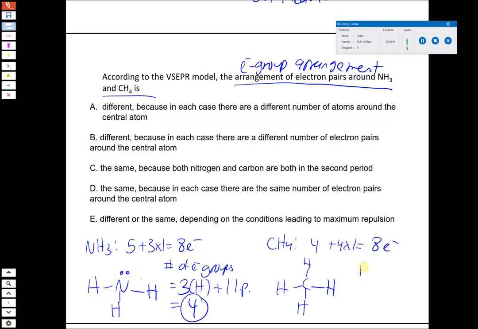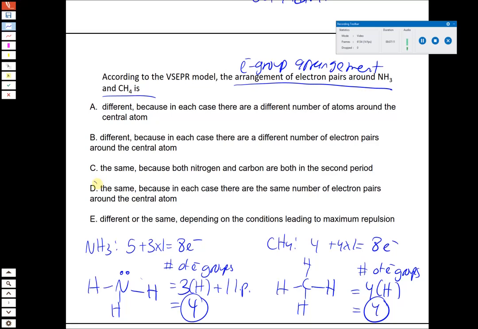For carbon, the number of electron groups, we just have 4 hydrogens bonded to the central atom, no lone pairs. So again, it's a total of 4. So both of these have the same number of electron groups, which means that the electron groups will be arranged in the same way. So the answer that would be correct is going to be D.